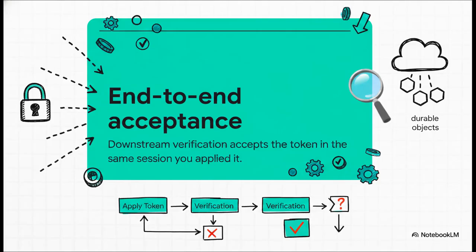And this brilliantly illustrates the core takeaway of today's explainer, the crucial difference between a simple solved token and a truly successful workflow. End-to-end acceptance means the downstream verification accepts the token in the exact same logical session it was applied in. Your system doesn't just get a shiny little checkmark, it actually completes the protected action it set out to perform in the first place. That is the true goal of your Cloudflare Durable Objects implementation.